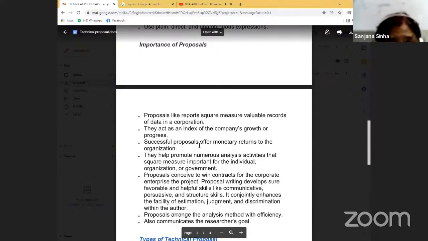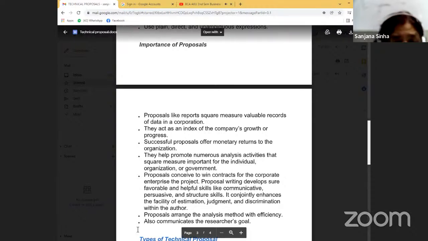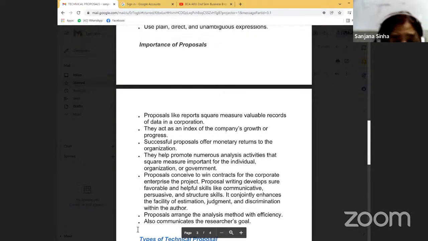They act as an index of the company's growth or progress. It is important because successful proposals offer monetary returns to the organization. It is important because they help promote numerous analysis activities and square measures important for the individual, organizations, or the government. Proposals conceived to win contracts for the corporate and enterprise and project. That is why it is important.